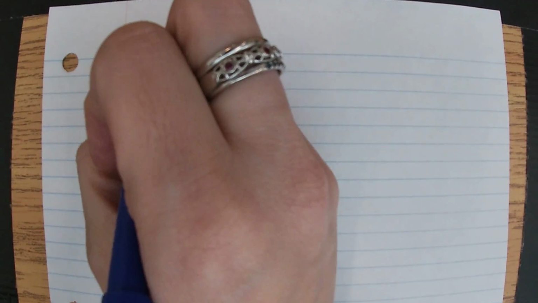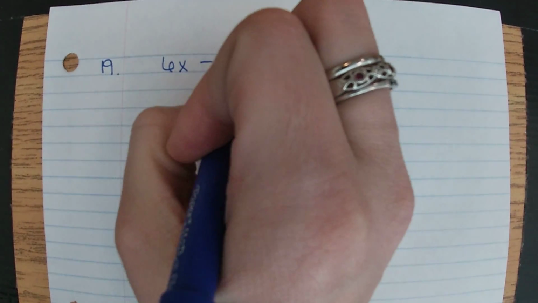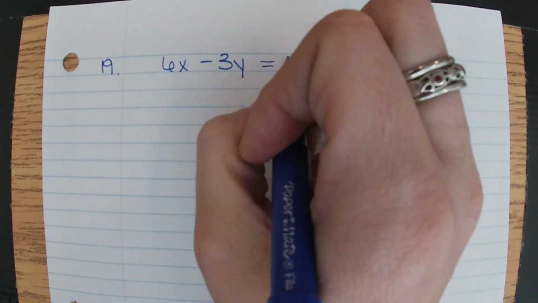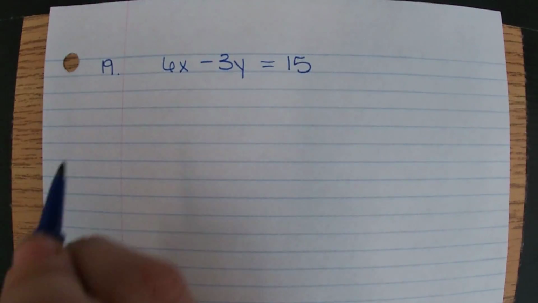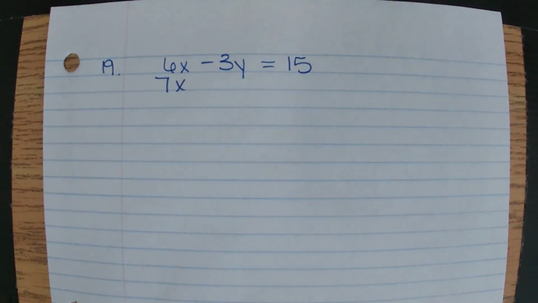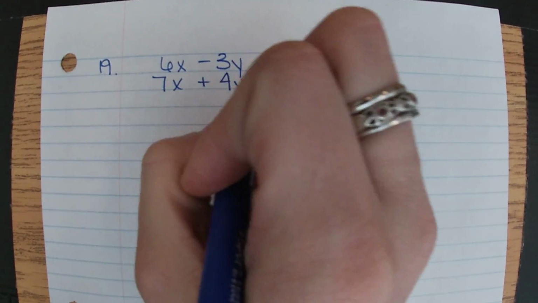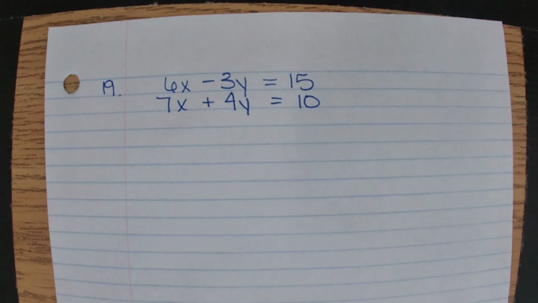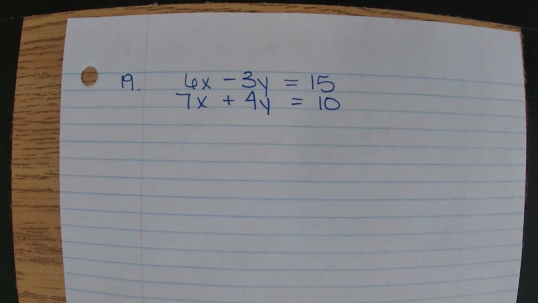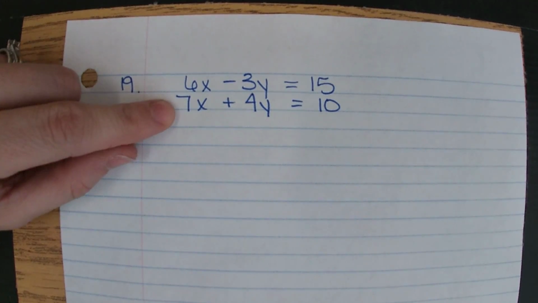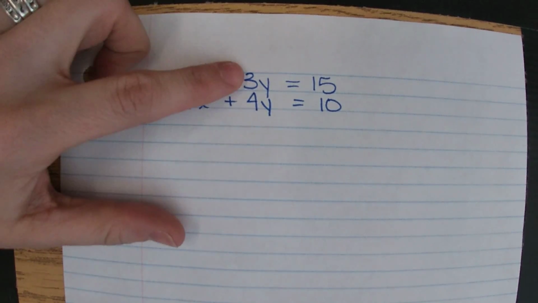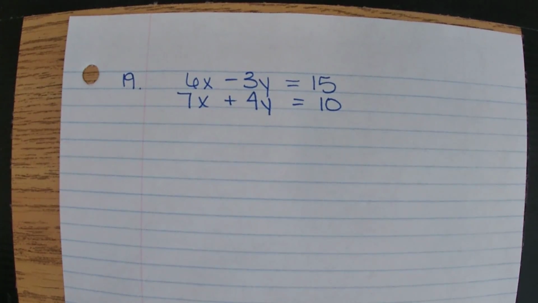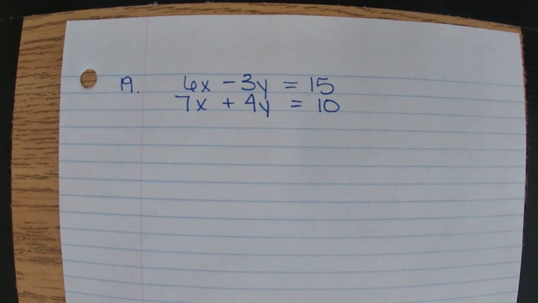Number 19 says 6x minus 3y equals 15, and 7x plus 4y equals 10. Again, just looking at this problem to start with, we do not see a matching coefficient. So then we're going to see if we can multiply one of them. 6 times nothing will give us 7, so we can't go that route. Nothing times 3 will give us 4, so we can't go that route either.